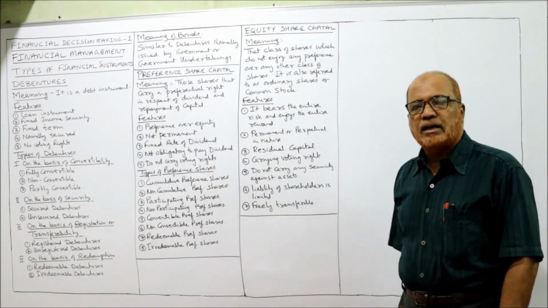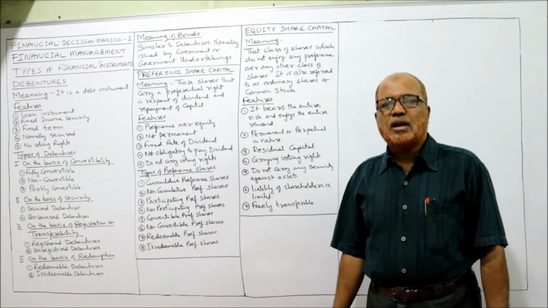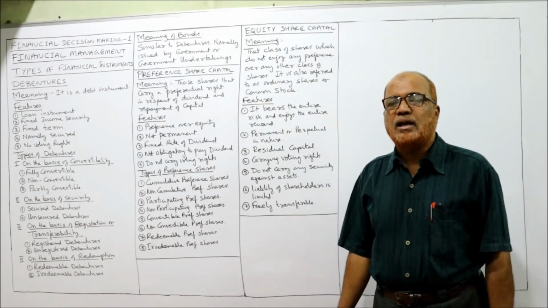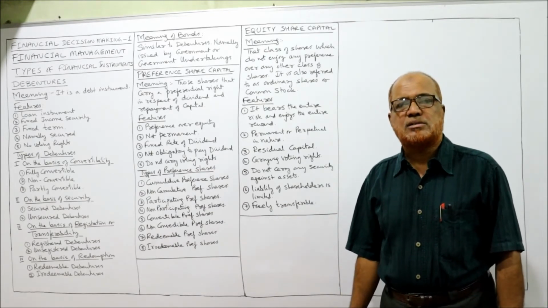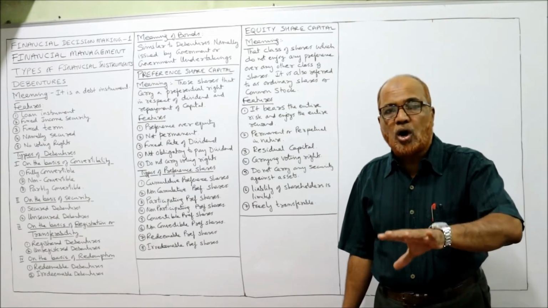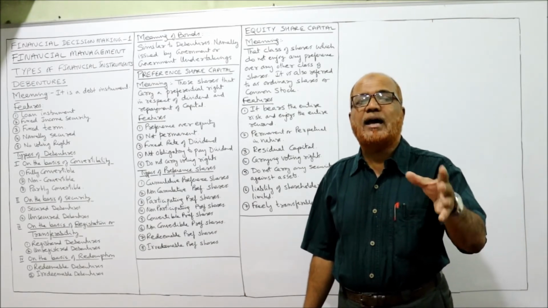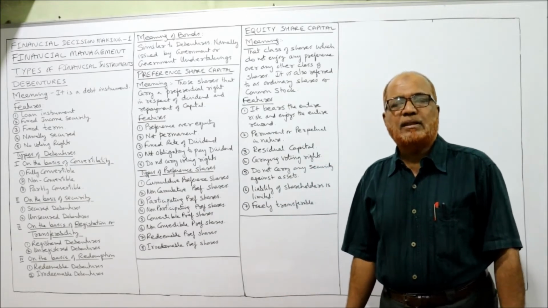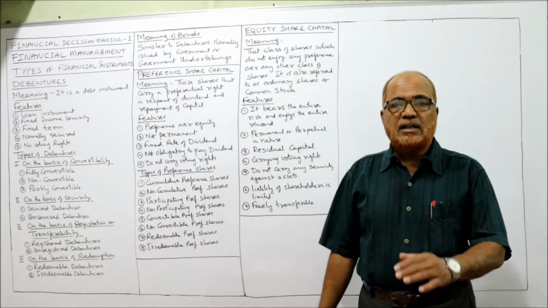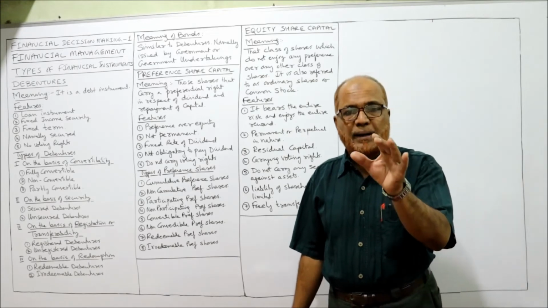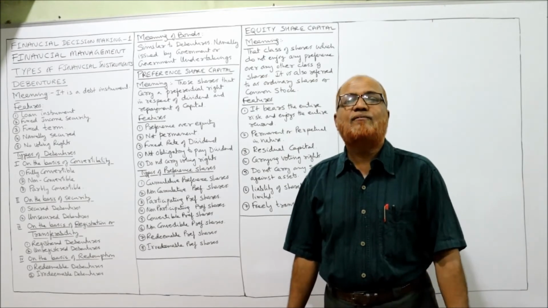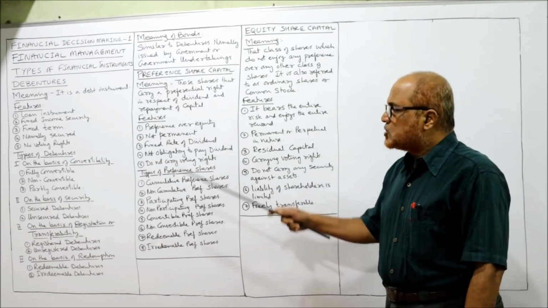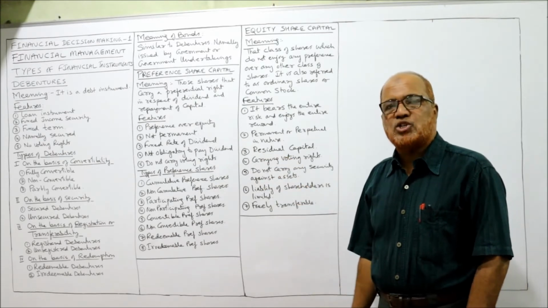Then do not carry voting rights. There are no voting rights. Voting rights are there only for the equity shareholders. Preference shareholders normally do not have any voting right except in a case where their interest is affected. When the preference shareholders' interest is affected, they can come and vote for their particular interest, not for the general functioning of the company. So these are some of the features of preference share capital.